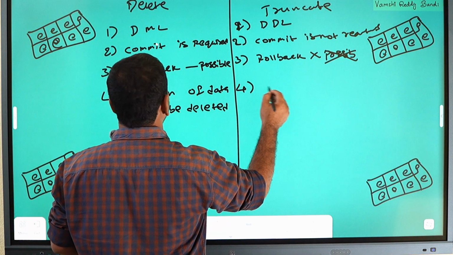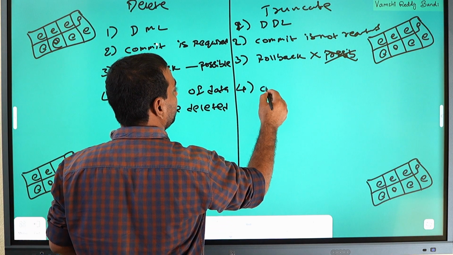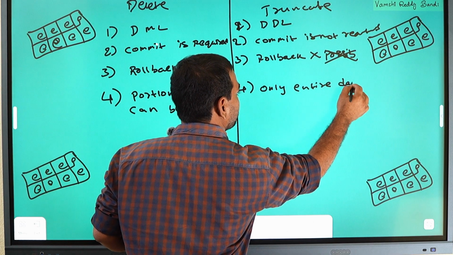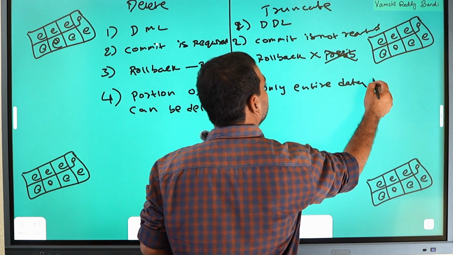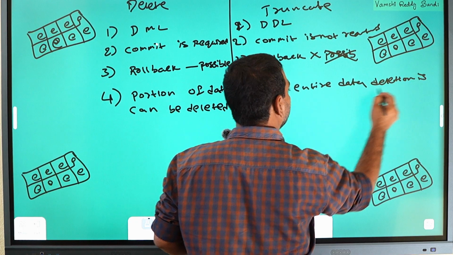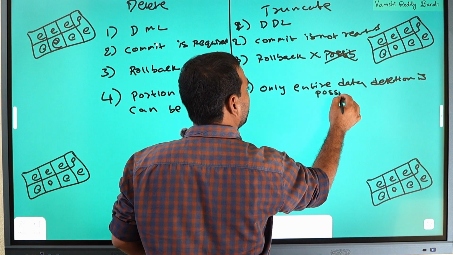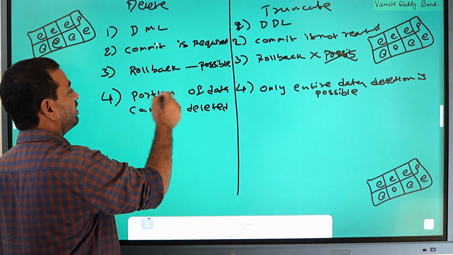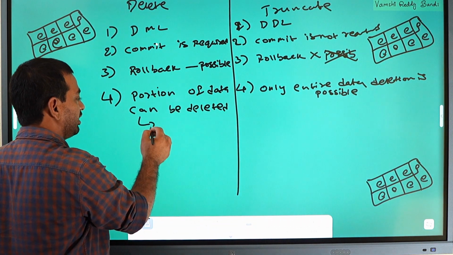So with delete, a portion of data can be deleted, and with truncate only entire data deletion is possible. Clear about it. So how are you going to delete the portion of data here? It is simply by using a where condition, right?